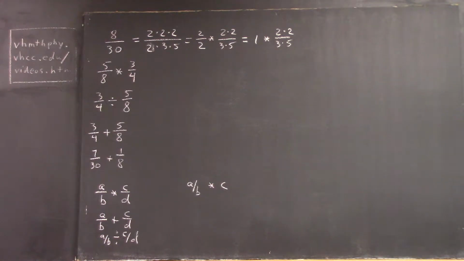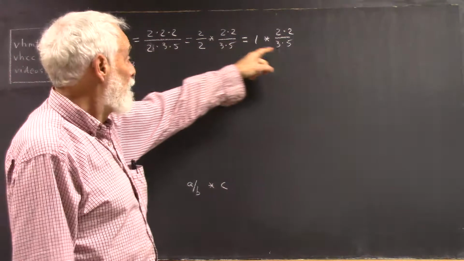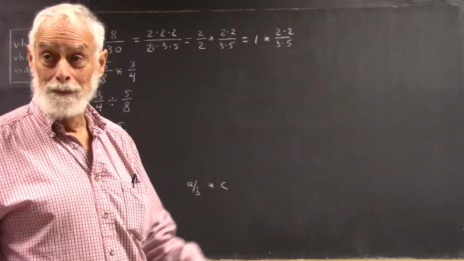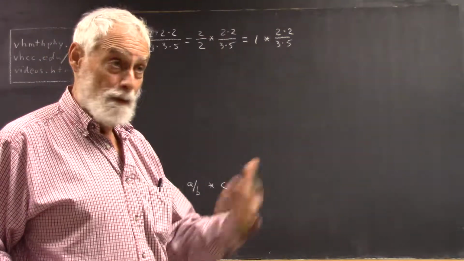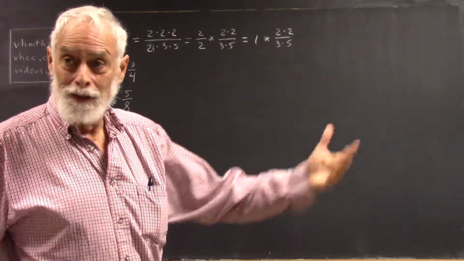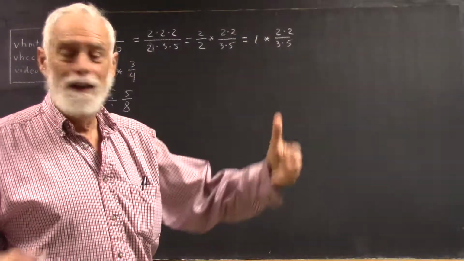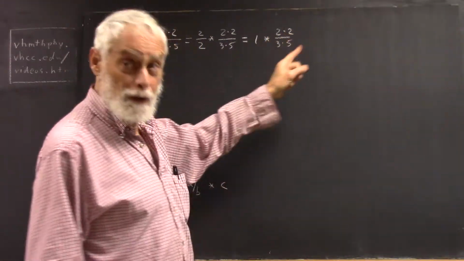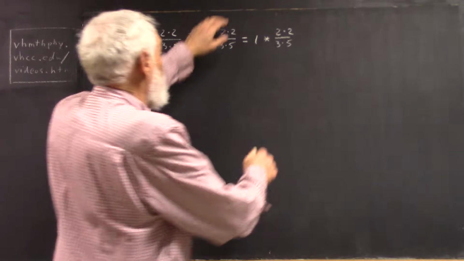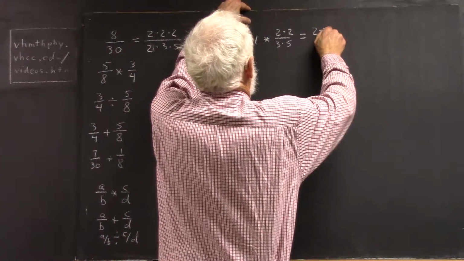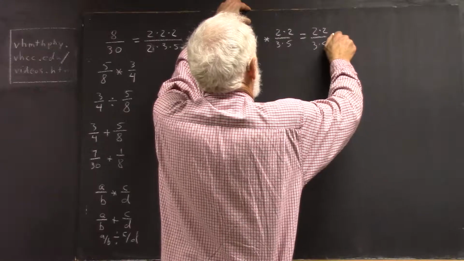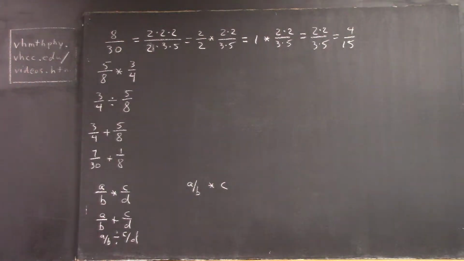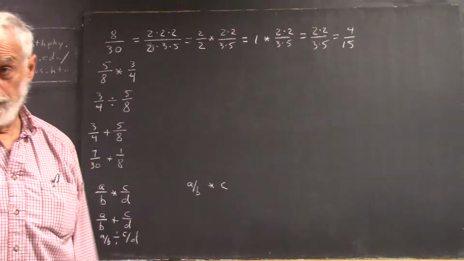Right? And what's 1 times this? What does multiplying a number by 1 give you? The same number. It gives you the number, right? 1 times 8 is 8. 1 times x is x. 1 times 2 times 2 over 3 times 5 is 2 times 2 over 3 times 5, right? Okay? So this is this, which is 4 over 15. That's why this equals 4 over 15.